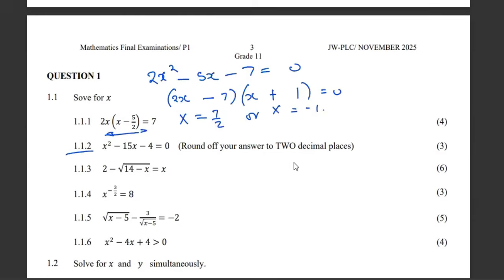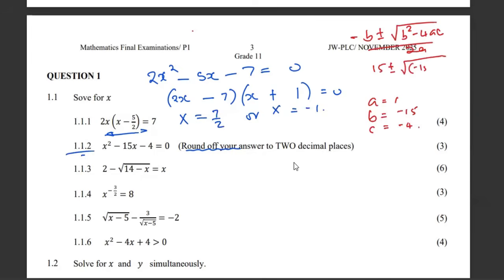All right, then 1.1.2. We have x squared minus 15x minus 4 is equal to 0, round off to two decimal places. So automatically, we need to use the quadratic formula. With this quadratic formula, we know that our a is going to be 1, our b is going to be negative 15, and our c is going to be negative 4. So we know that x equals negative b plus minus square root of b squared minus 4ac, divided by twice a. So minus minus is 15 plus minus square root of negative 15 squared minus 4, the a is 1, the c is negative 4, divided by 2 times 1.